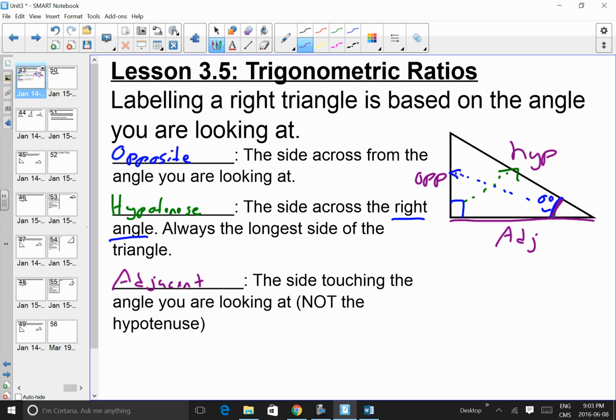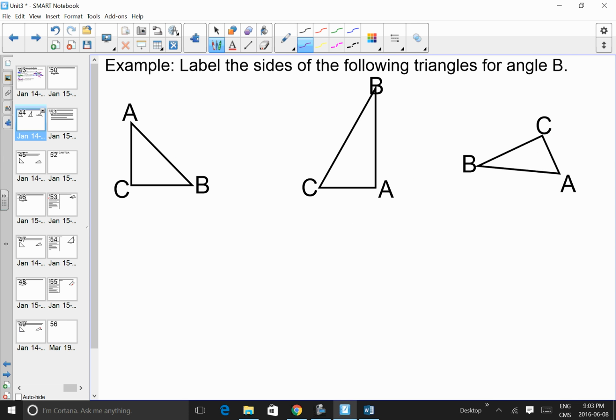And I'm often going to use those three-letter abbreviations. Like I said, it changes depending on where that angle is. All of these are right triangles, and this one has the right angle up there. I want you to label them if we're looking at angle B.